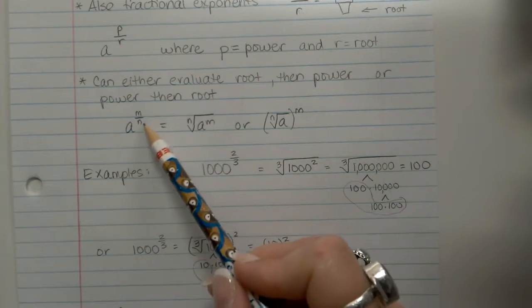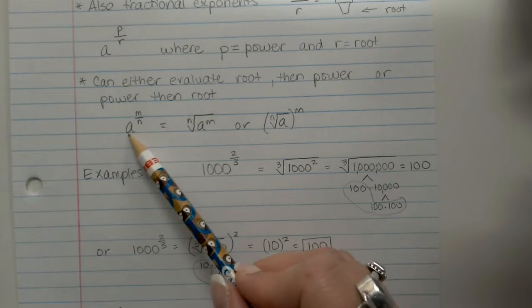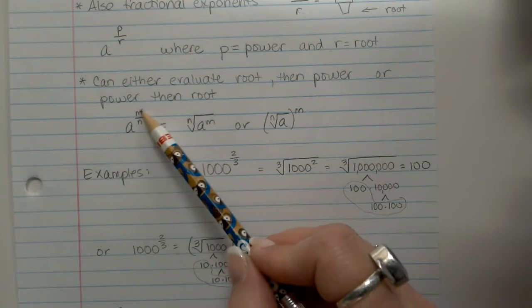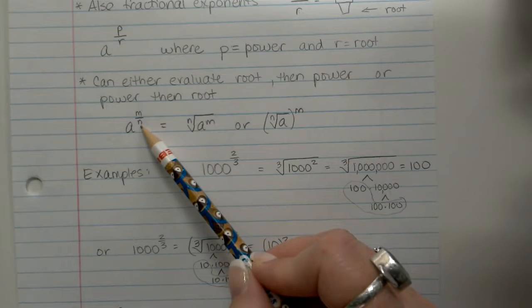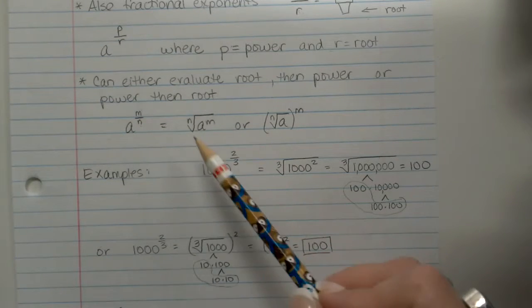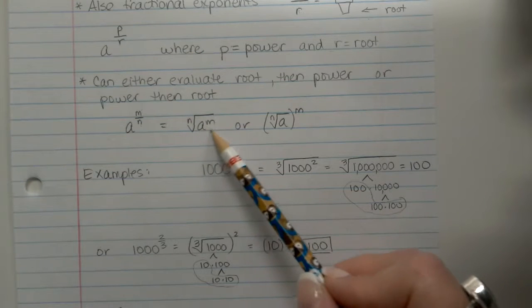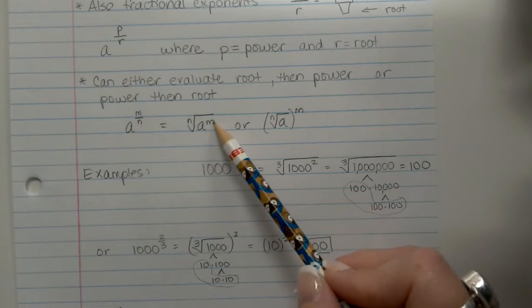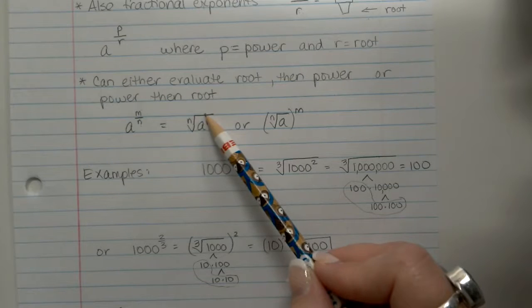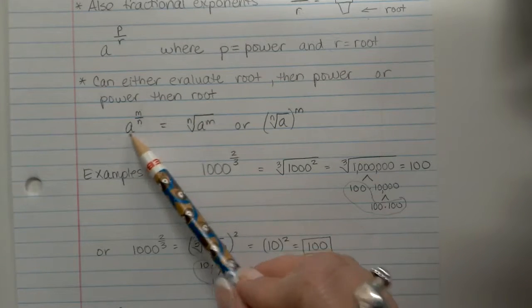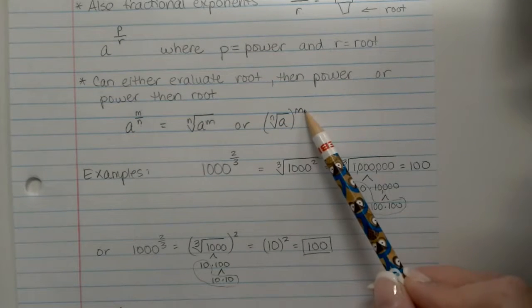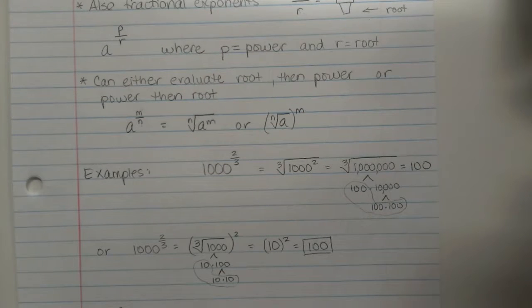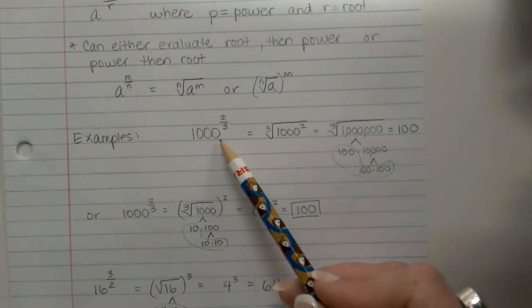Here's another way to kind of evaluate it. I just want to make sure that you understand. When you're taking a number and raising it to a power and then taking a root, you can do it in either order. In this case, I wanted to raise my number to the power first, then take the root. In this case, I wanted to take the root first and then raise it to the power. So you can do it either way. That's fine. So let's get an example.